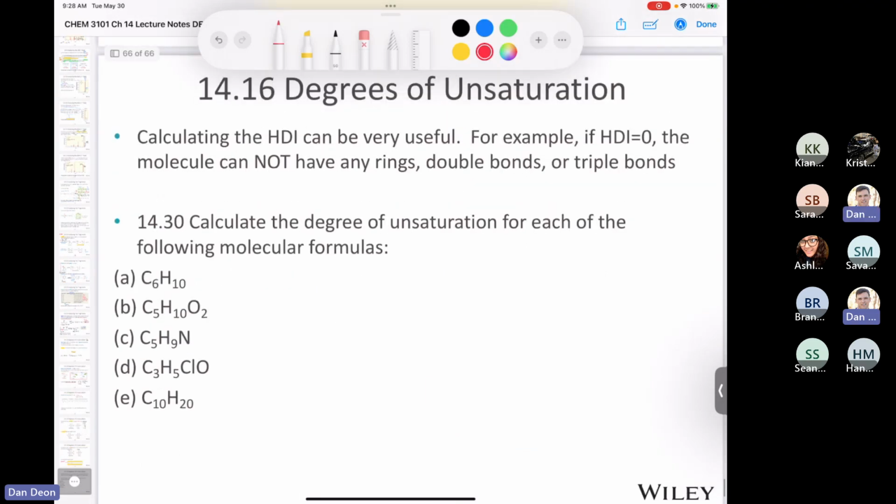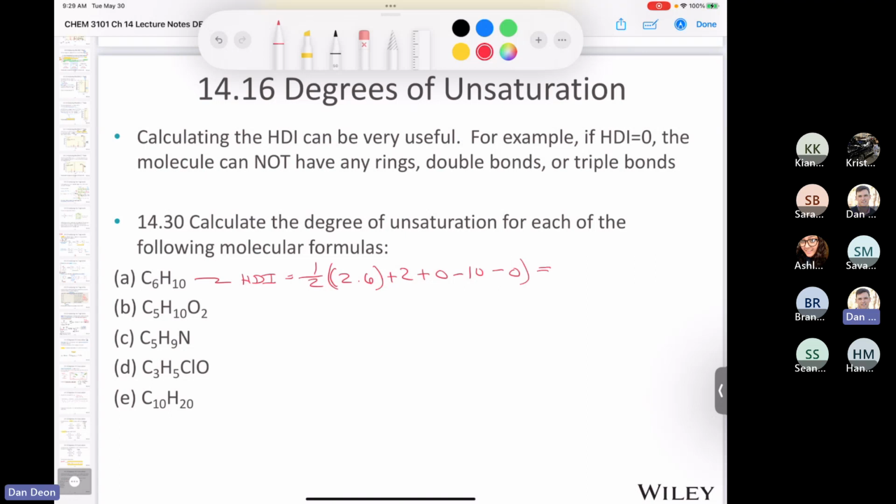So let's try A. Could anybody calculate the HDI for this one? HDI is equal to 1/2 times 2 times the number of carbons, so that's 2 times 6. And then plus 2 plus the number of nitrogens. There's 0 of those. Subtract the number of hydrogens, so that's 10. Subtract the number of halogens. There's none of those. What do we get? We get 12 plus 2, which is 14, minus 10, which is 4. So that means we have an HDI of, anybody? What would my HDI be for this compound? If you have to bust out your calculator, just do it. Like I said, you can use a calculator on this quiz.